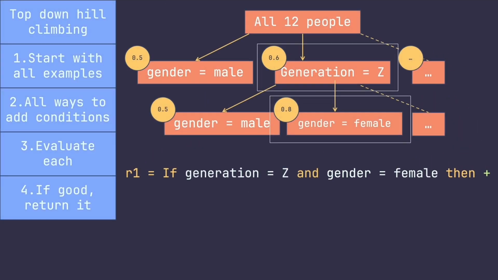We then used for the descriptive method something called top-down hill climbing to actually find these rules. And we used heuristics to see how good or bad a rule is. And then we tried to combine them with the next generation of rules and so on, and try to see how good this is. In the last video, we got with this the rule, if generation is Z and gender is female, then it's positive.